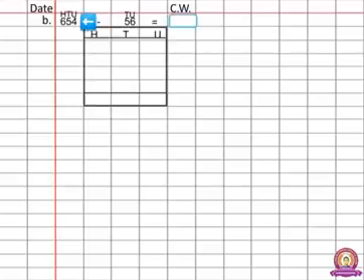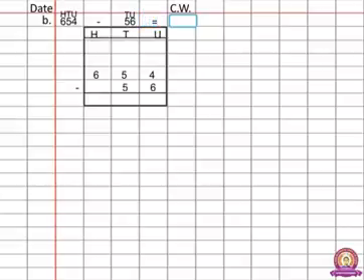B. 654 minus 56. In the number 654, 4 is in the units place, 5 is in the tens place, and 6 is in the hundreds place. In the number 56, 6 is in the units place and 5 is in the tens place.